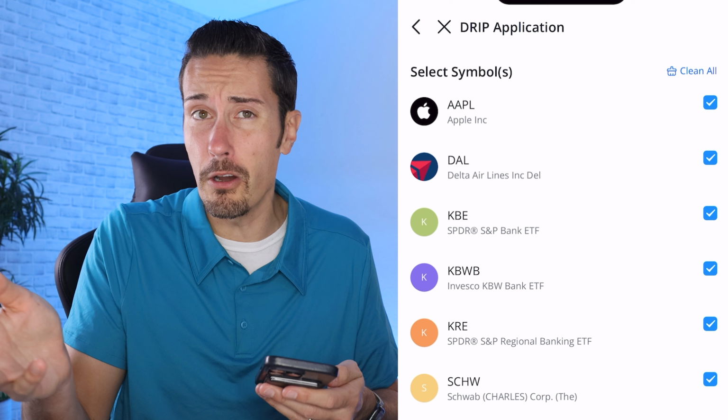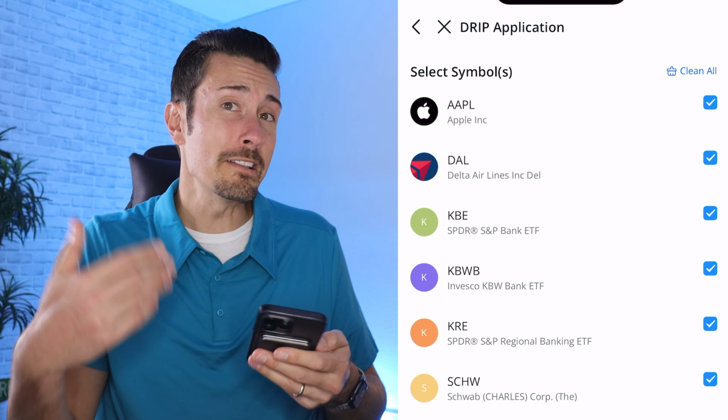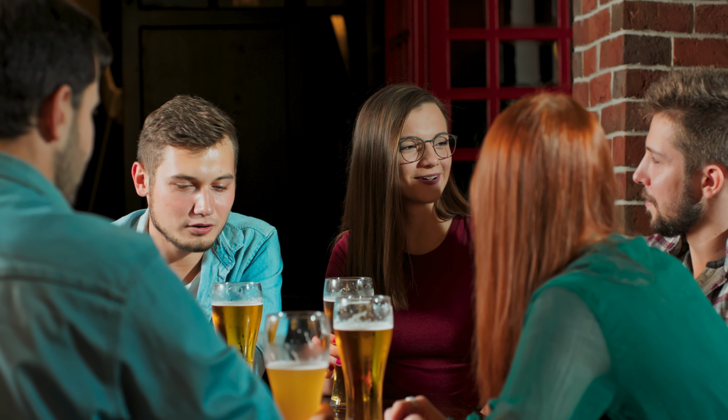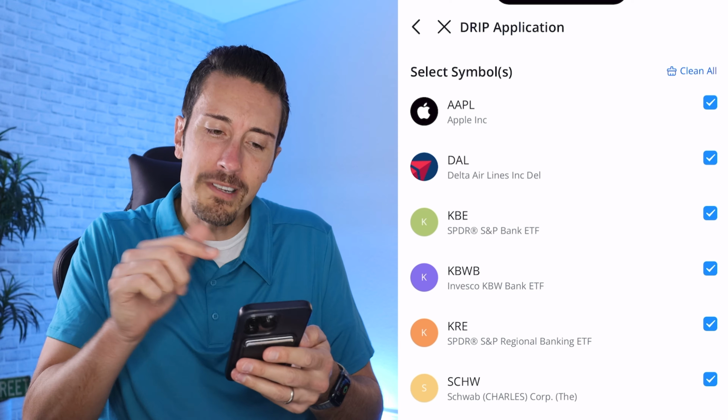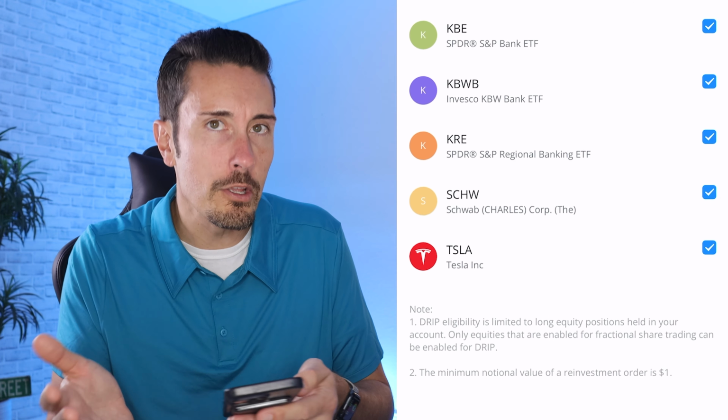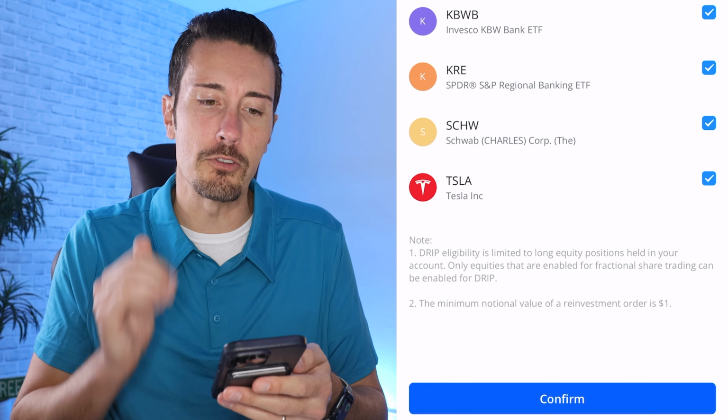See, if you don't do that, what has happened before in the past with Webull is when those dividends are paid out, they just go into your account balance. And then ultimately you have a decision if you want to take that account balance and maybe reinvest it manually yourself or withdraw it and go have a beer with your buddies. It was your option. But what we're saying here is no, we don't want to deal with any of that. We want you to automatically reinvest it, and that's what DRIP is all about.